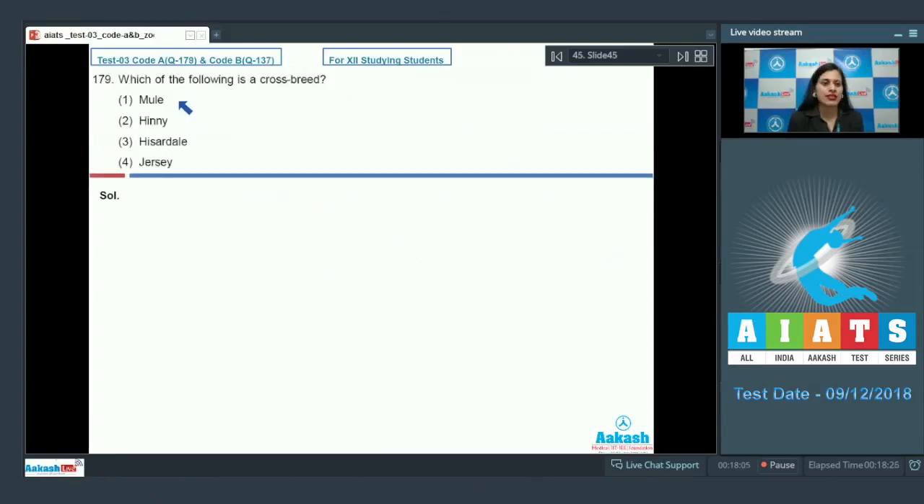Question number 179. Which of the following is a crossbreed? The very first option given is mule. And this mule and hinny are the examples of interspecific hybridization. These are the hybrids which are formed by the crossing of horse and donkey. So these cannot be the correct options.